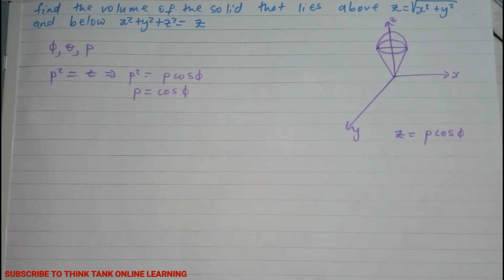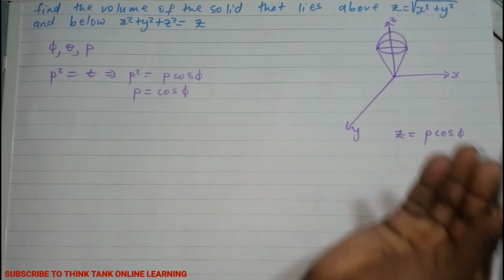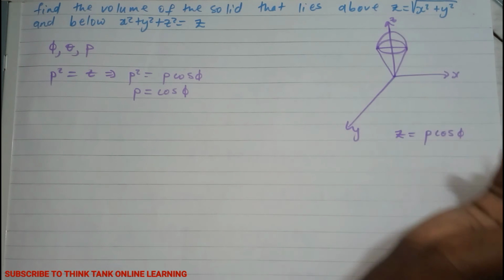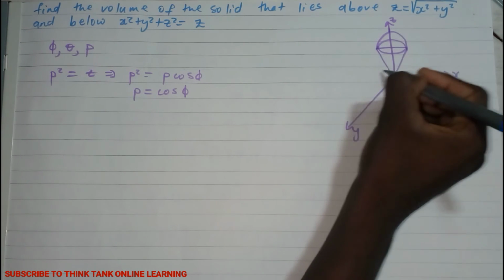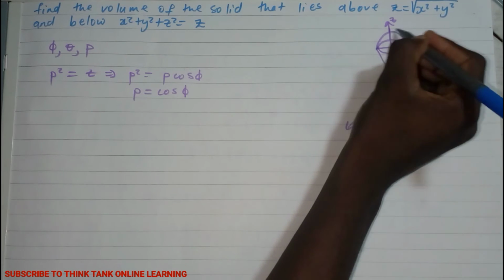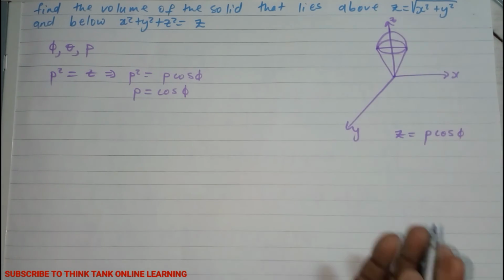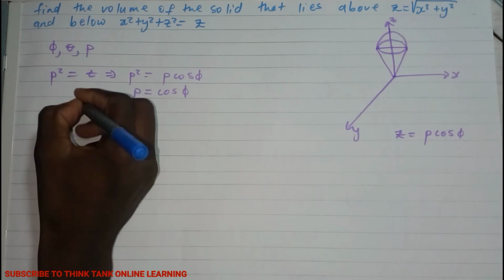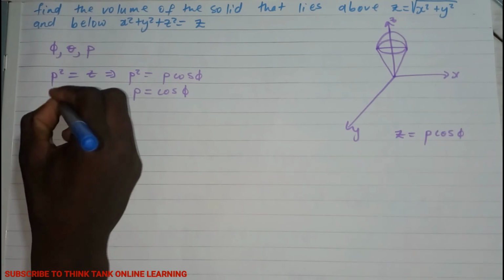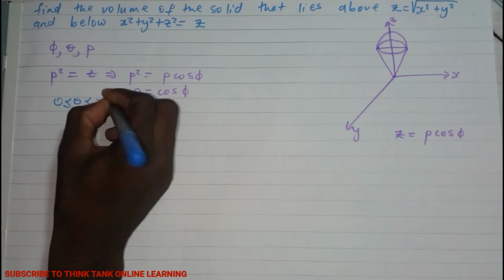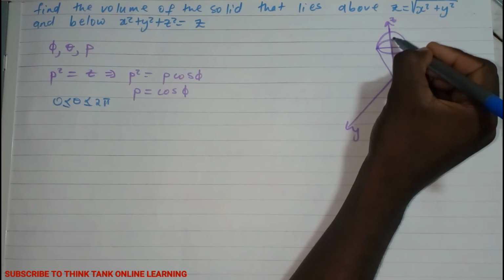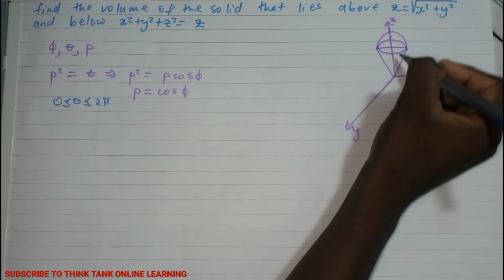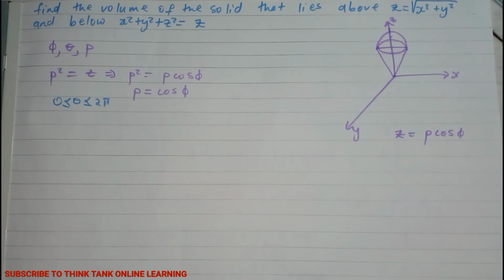Then for phi, but before going to phi, what about theta? The shadow of a sphere is going to be a circle, so the angle that will rotate right around the z-axis to cover this region is going to be a full circle. That means theta ranges from 0 to 2 pi. Now phi is the angle that will rotate around the positive z-axis up to this point. We're going to calculate it.